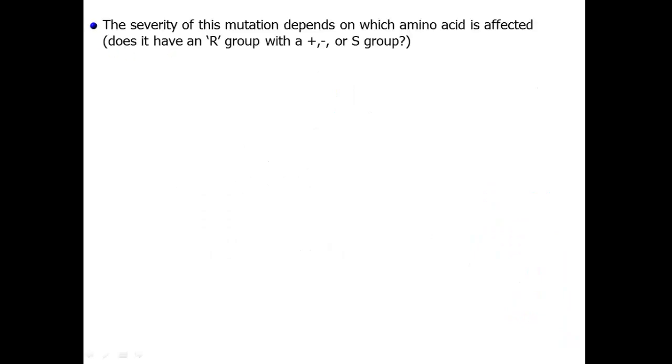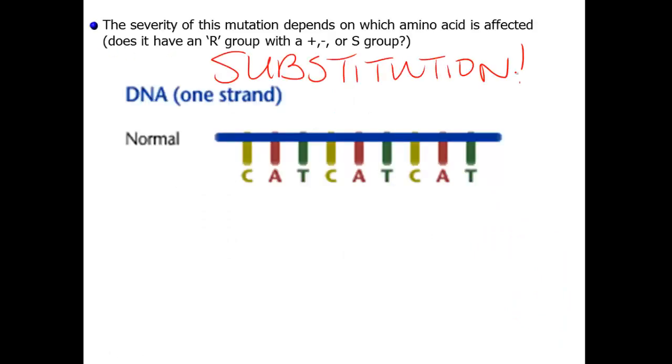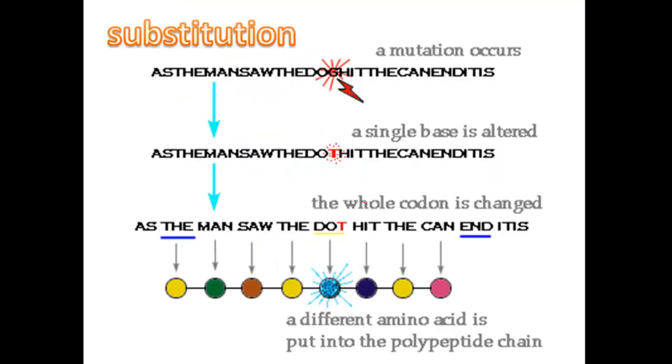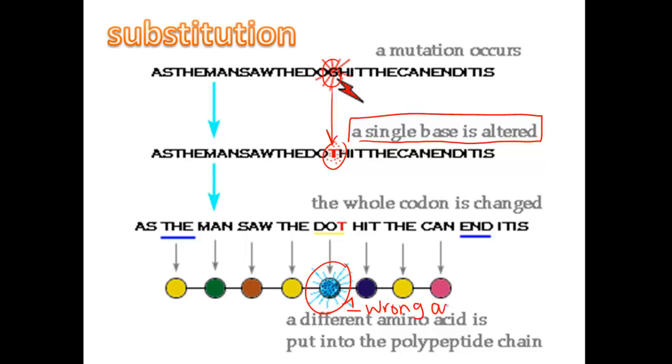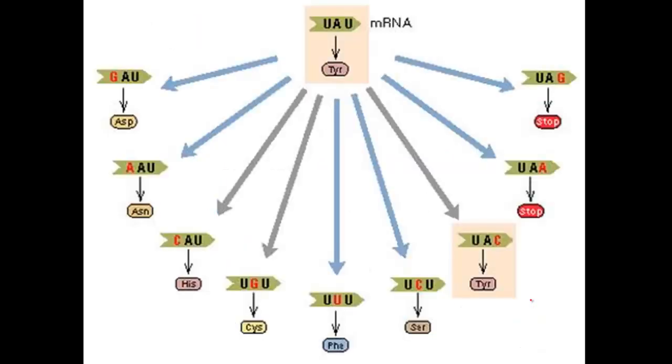Start by talking about substitution. Severity of the mutation, or how bad it is, is going to depend on which amino acid is changed. So again, it's just one letter that's changed. If you think of it like a sentence, instead of saying dog, you're saying dot. One base is changed. The sentence still makes sense a little bit because only that one letter is changed, and in the case of proteins, only one amino acid is wrong. If that amino acid doesn't have any significant R group, the change won't be significant.